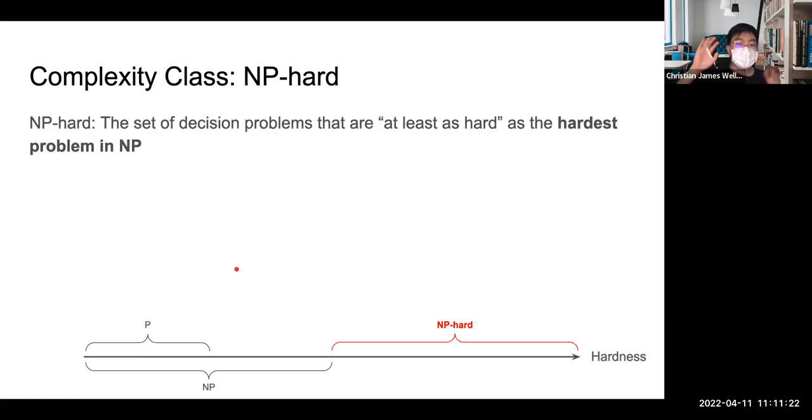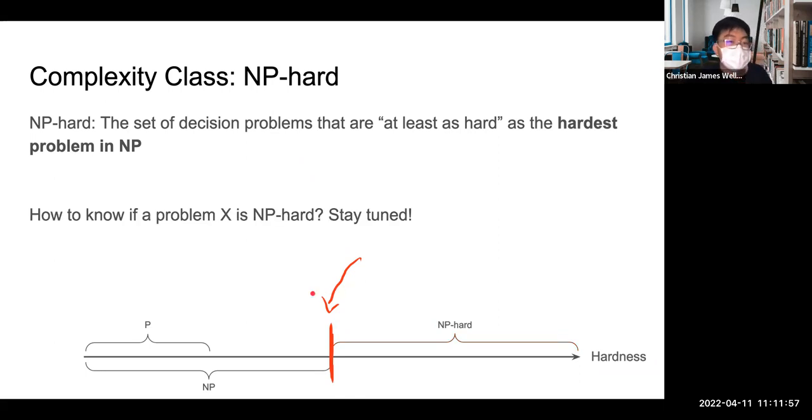All right, so now we'll switch gears. From P and NP, we'll start talking about NP hard and NP complete. So NP hard is the set of decision problems that are at least as hard as the hardest problem in NP. Remember this diagram over here, which gives you a measure of the hardness. The hardest problem in NP is right at the end here. NP hard says that the decision problems are at least as hard as this guy over here, the hardest problem in NP.